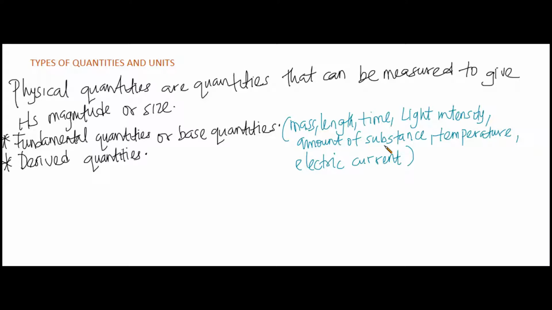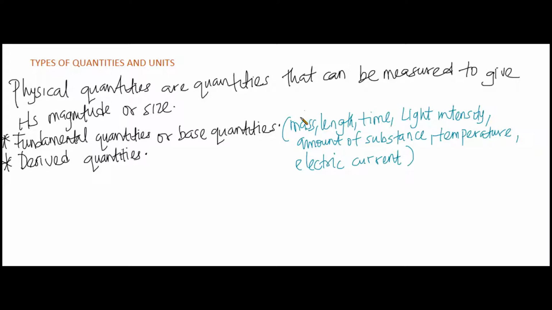And why do we call them fundamental or base quantities? We call them base quantities because they do not depend on other quantities. They are the quantities that make up other quantities, such as the derived quantities. So they are like the basic building blocks of other quantities. That's what they are majorly known as.